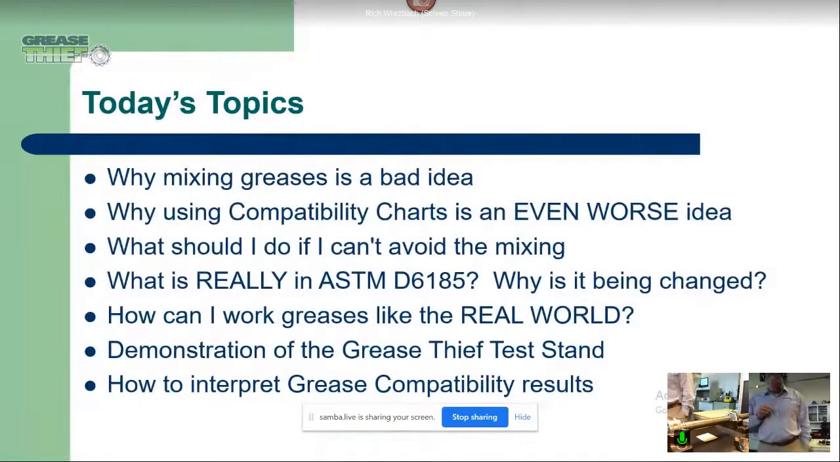So what I'm going to talk about is discuss why mixing greases in general is a bad idea. What kind of problems can it create? What kind of issues does it bring up?